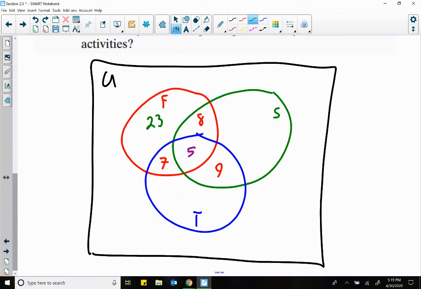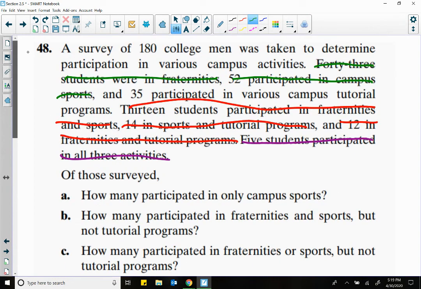Okay? But again, we already have the 8, the 5, and the 9. So 9 plus 8 plus 5, that's 22, minus 52 gives us 30. So there were 30 students in nothing but sports. And finally, tutorial programs. There were a total of 35 in various tutorials.